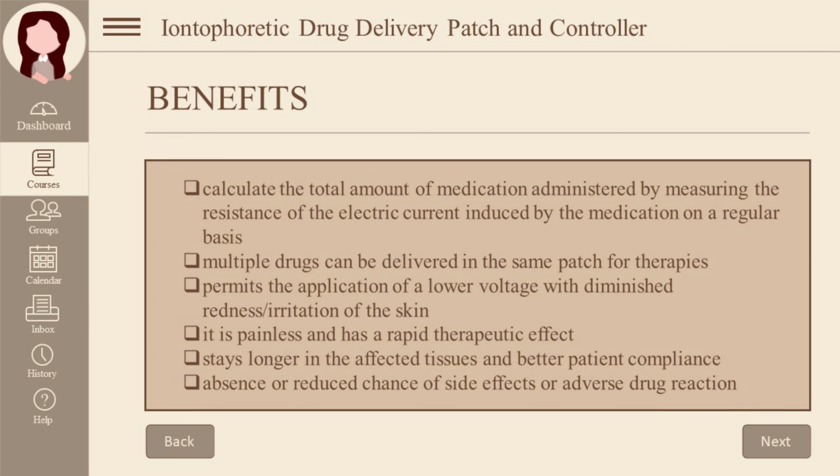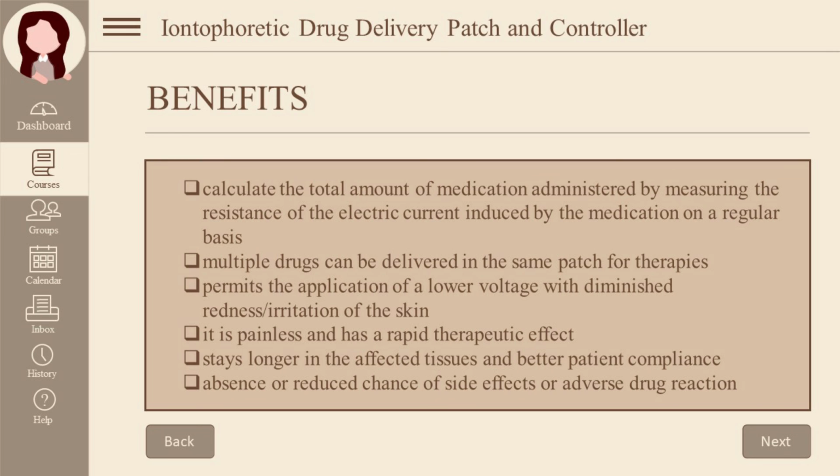Here are the benefits of iontophoretic drug delivery patch and controller. The controller can calculate the total amount of medication administered by measuring the resistance of the electric current induced by the medication on a regular basis. Multiple drugs can be delivered in the same patch for therapies requiring variable timing of delivery. It permits the application of a lower voltage with diminished redness or irritation of the skin due to local histamine release and lowers the possibility of causing a thermal burn to the skin.